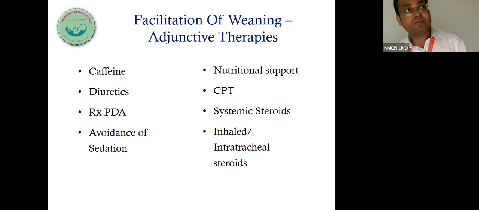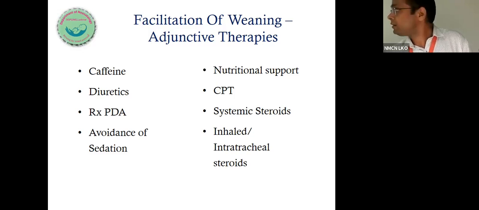Then avoidance of sedation and nutritional therapy, which forms the backbone of any NICU, and prevention of osteopenia of prematurity. Then chest physiotherapy, and use of systemic steroids, as we have learned through various meta-analyses. The recent one from Ramaswamy et al. from 2021 suggests the use of a moderate dose of dexamethasone, 2 to 4 milligram per kg over a period of 10 days, which helps in extubation.